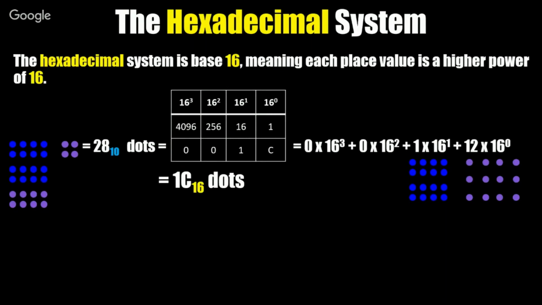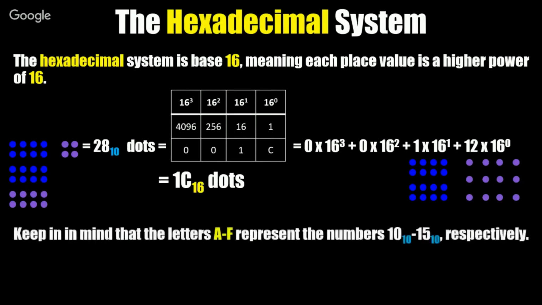You can see that instead of having ones, tens, and 100s places, you have ones, 16s, and 256s places in hexadecimal. In order to represent 28, just recognize that 28 is made up of 1 16 and C 1s. Why C 1s? Well, hexadecimal has 16 digits. Keep in mind that this includes the normal decimal digits 0 through 9, but it also includes the letters from A to F to represent the numbers 10, 11, 12, 13, 14, and 15.